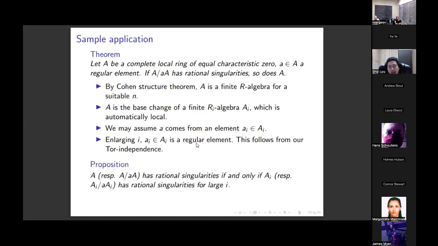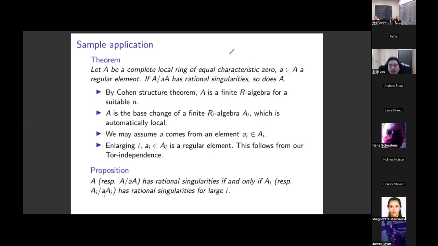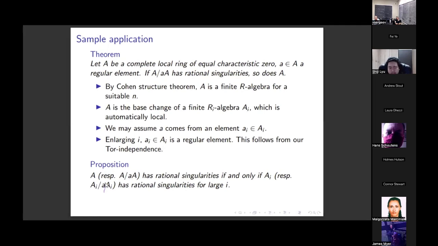Right, so now we have this proposition: A or A over aA has rational singularities if and only if A_I or A_I over a_I A_I, sorry, typo here, it should be A_I, so I will use the annotate. Okay. So if and only if A_I over a_I A_I has rational singularities for large I.